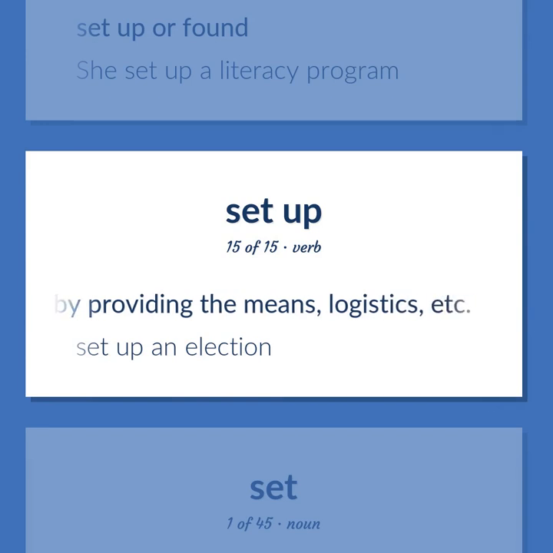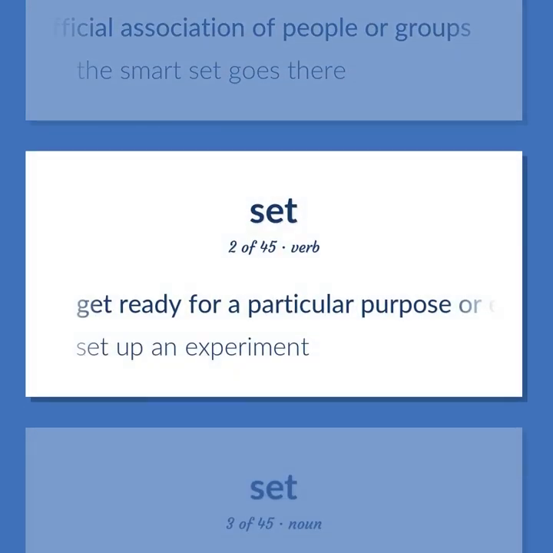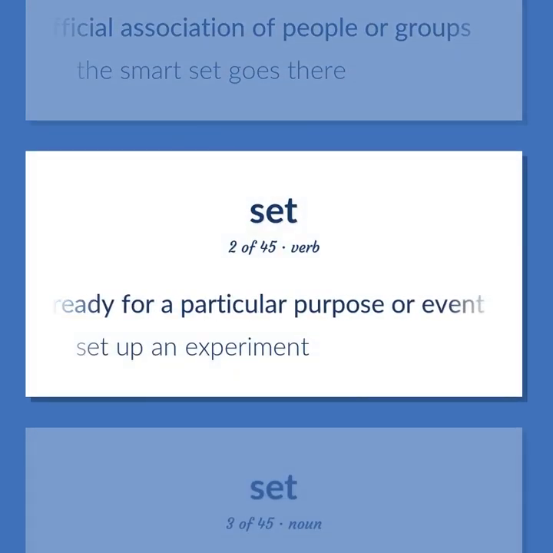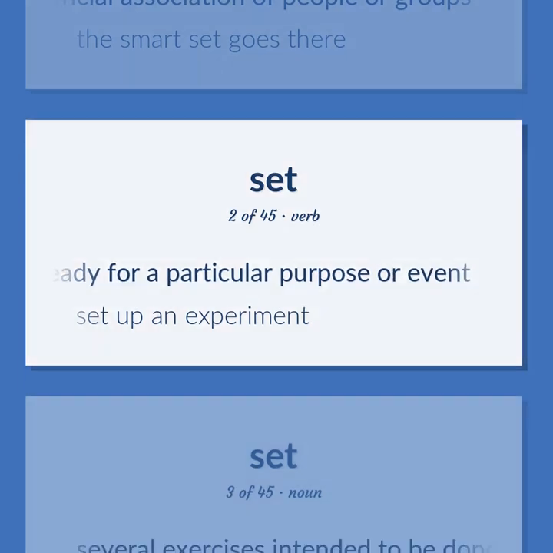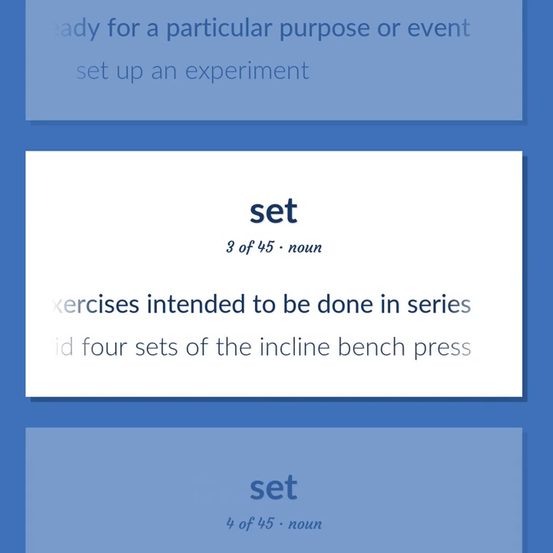Set up an election. An unofficial association of people or groups. The smart set goes there. Get ready for a particular purpose or event. Set up an experiment. Several exercises intended to be done in series. He did 4 sets of the incline bench press.